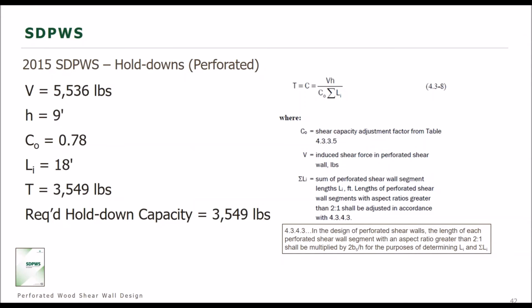You see here equation 4.3-8 gives you the required hold down capacity, and it's based on the induced shear as well as the C sub O that we calculated earlier, and the L sub I, and the wall height. So for our SPDWS design, we see that we only have a required hold down capacity of 3,549 pounds.